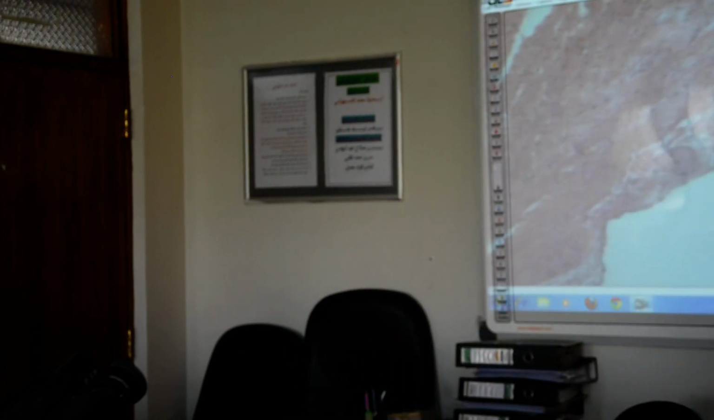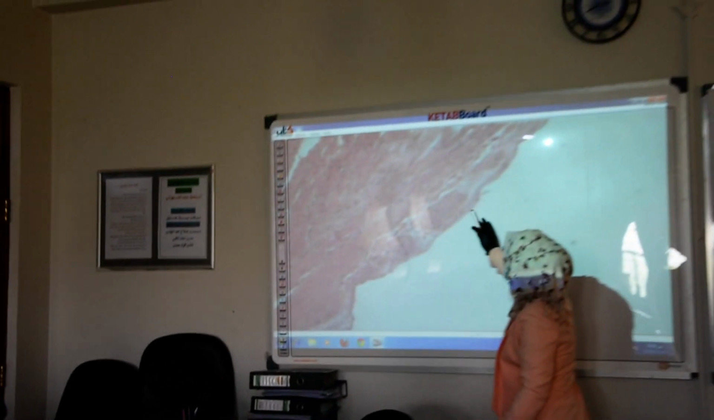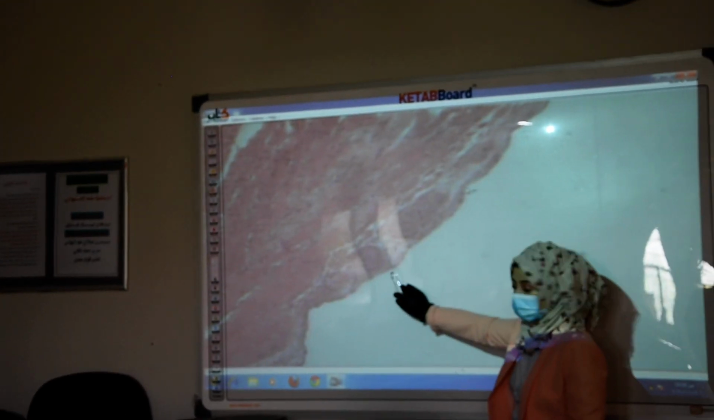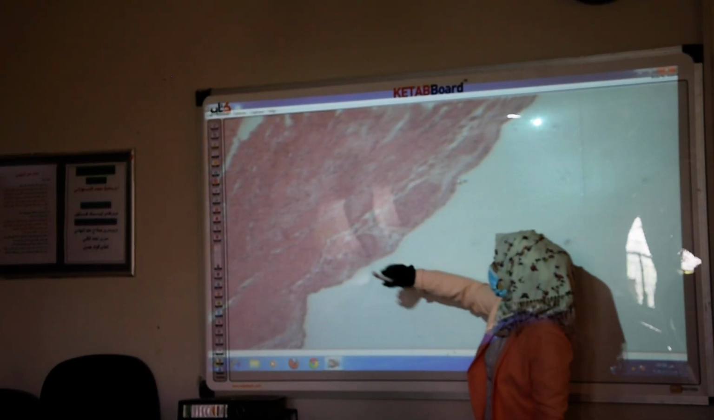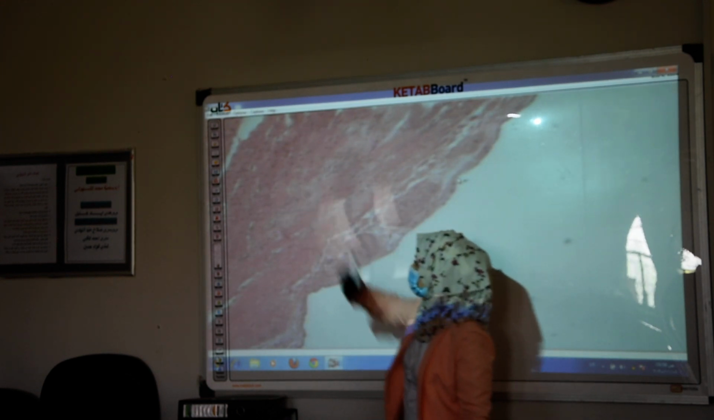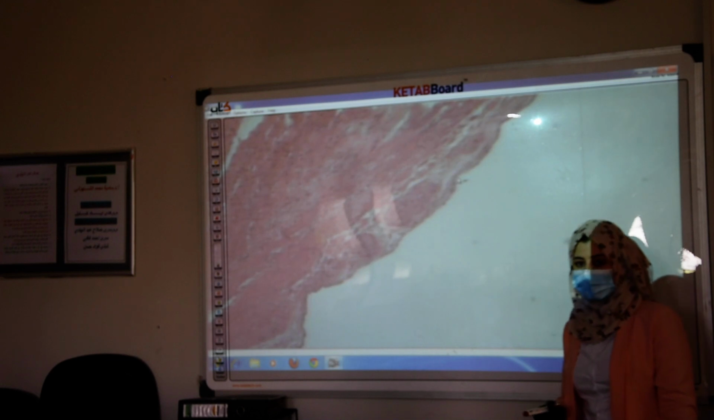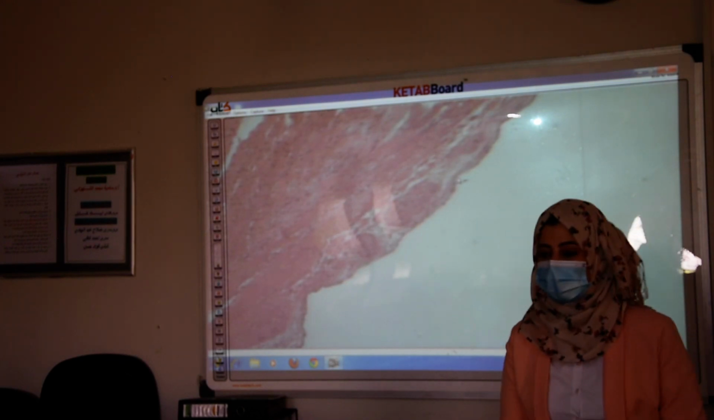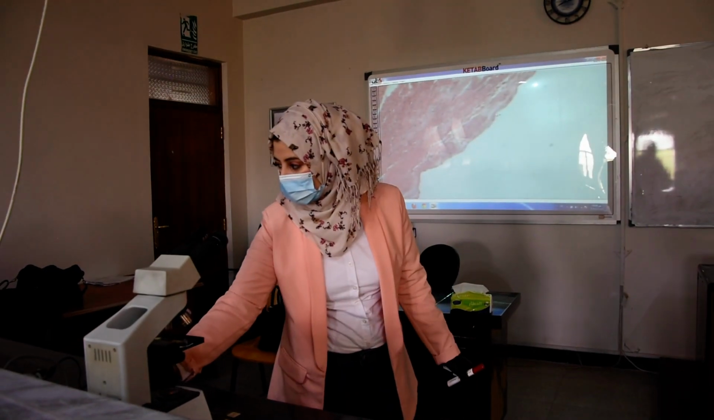Okay, we continue our laboratory with the heart. At the heart, we can divide it histologically into three main layers, from the internal to the external: the endocardium, the myocardium, which is the biggest part, and the epicardium, or called visceral pericardium. I can show you at this slide.